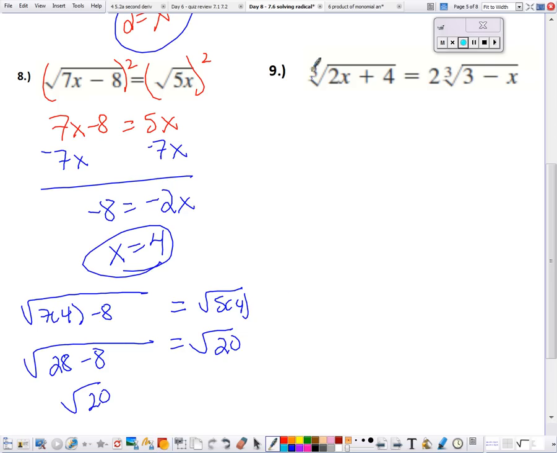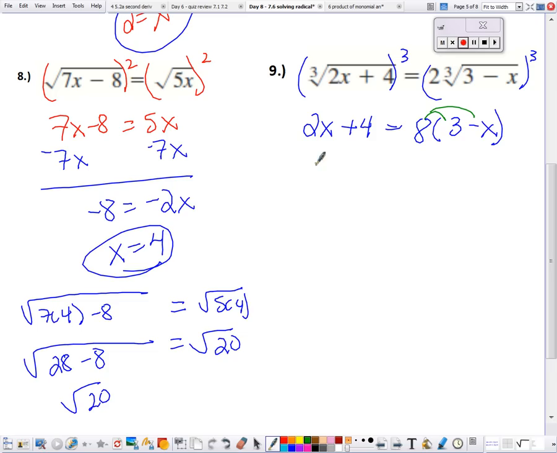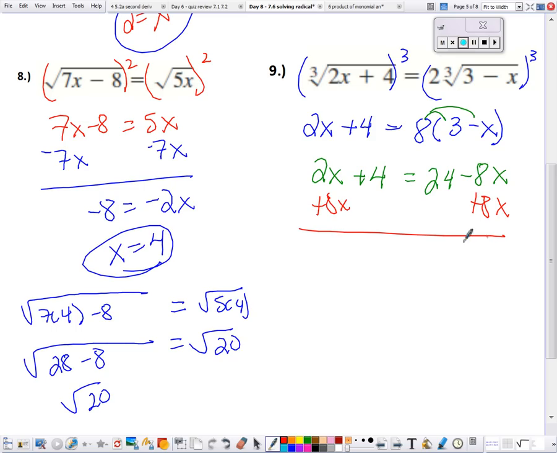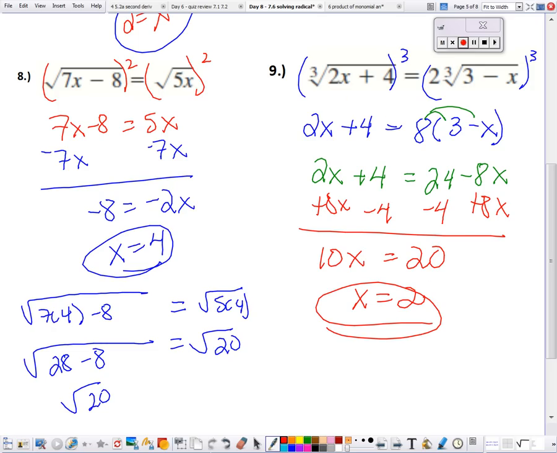And lastly, on 9, when you cube both sides, did you remember to cube the 2 as well? Distribute my 8. I'm going to add the 8x to the left. And let's move the 4 to the right while we're at it. So we get x is 2. And when you put that back in, it will work. So 2 is your answer.